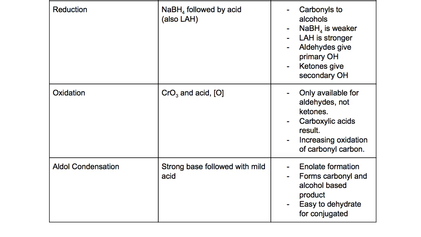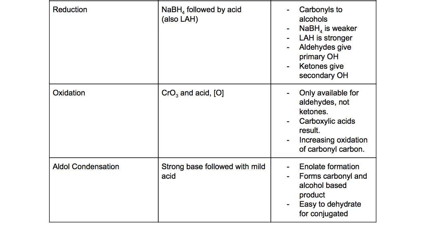And then finally we have the aldol condensation. The aldol condensation requires a strong base, and that can be followed up with a mild acid. It does not have to be a very strong acid. You can, however, use a strong acid, and if heat is present, you will very often dehydrate. So keep in mind that when you use your strong base, you're going to promote enolate formation, and these enolates will attack another carbonyl compound. This will form a carbonyl and alcohol-based product, and that's where you get the term aldol, aldehyde alcohol.